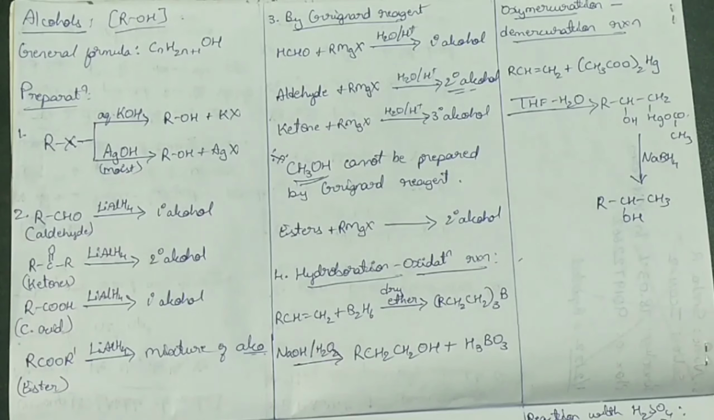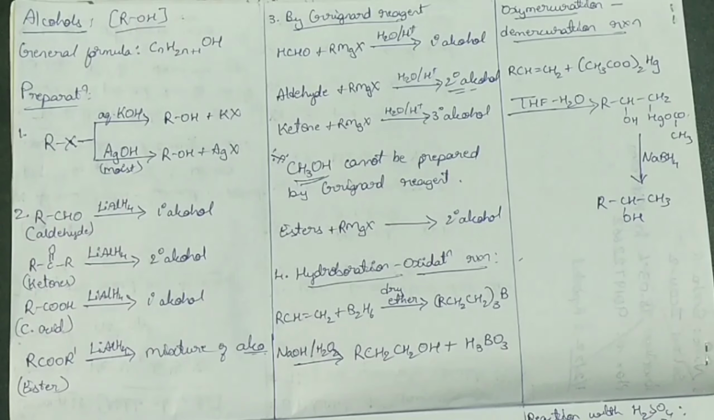Next, an aldehyde on reduction gives a primary alcohol, ketones on reduction give a secondary alcohol, carboxylic acid on reduction gives a primary alcohol, and ester on reduction gives a mixture of alcohols. Another important thing to remember is that aldehyde and carboxylic acid both on reduction give a primary alcohol.